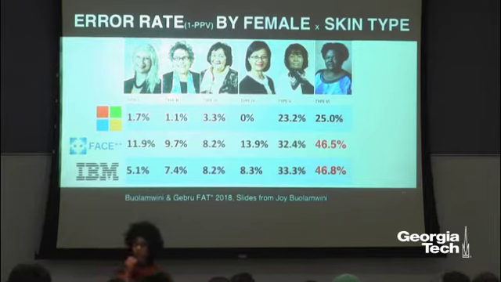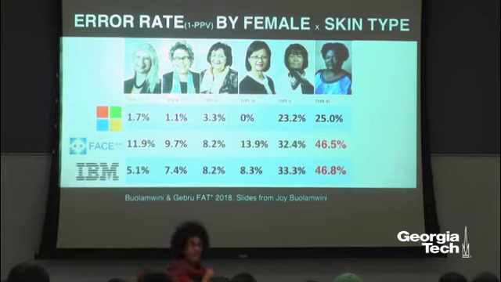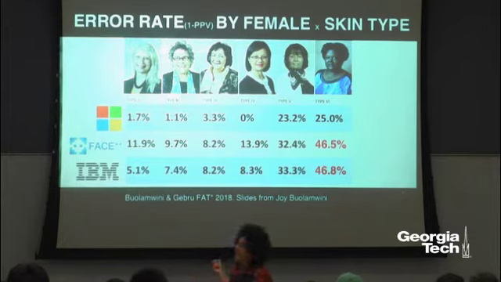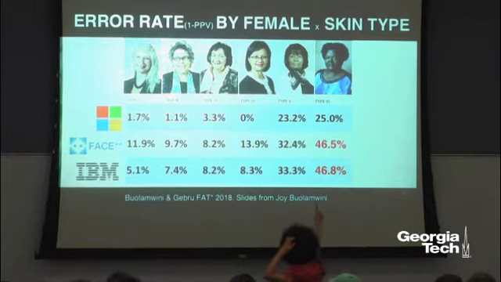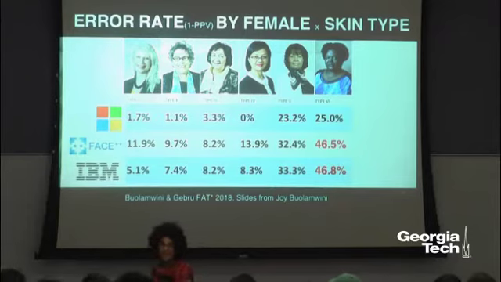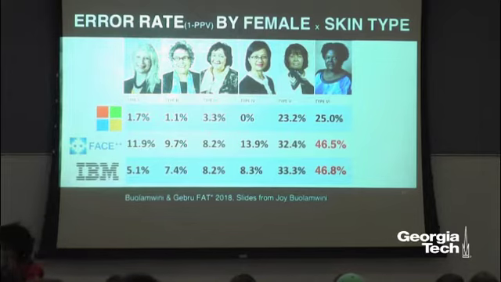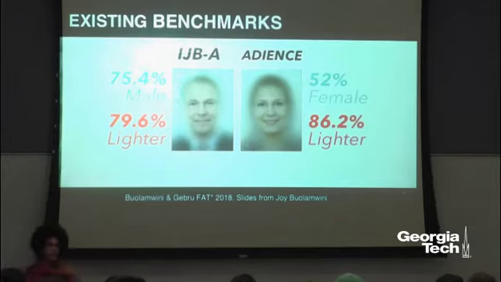And what we found is that the darker and darker the skin tone, the higher and higher the error rates, right? So for the darkest skin tone, let's see, for IBM it's 46%, for Face++ 46%, for Microsoft 25%. Remember, random chance is 50% here, right? So how did we do this analysis? The first thing we wanted to do was look at existing data sets.